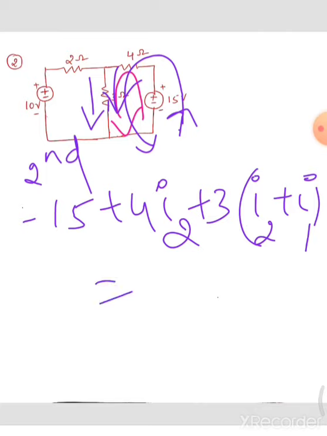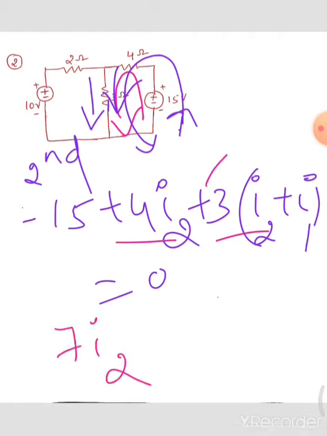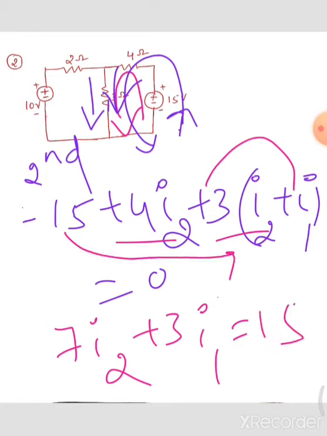Simplify this. Any other elements left out? No, equal to 0. Now you simplify this: it is 4i2 plus 3i2 which gives us 7i2. Okay, and then 3 into i1 which is plus 3i1, which is equal to minus 15; you send this to the other side, which is equal to plus 15, right? So write systematically, it will be 3i1 plus 7i2 equal to 15. Let's call this equation number 2.